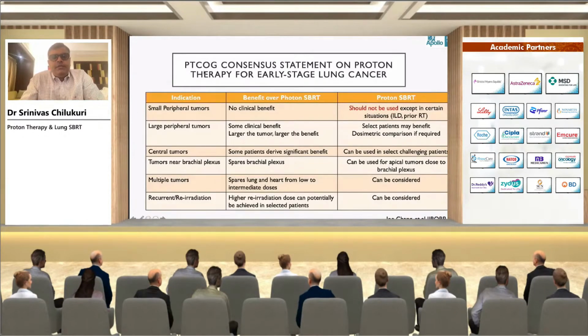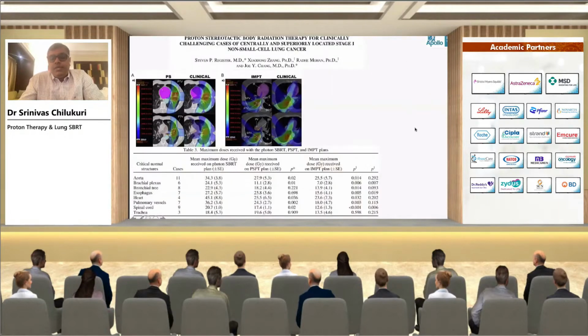This is a Particle Therapy Cooperative Oncology Group consensus statement on proton therapy for early stage lung cancers. And the committee clearly recommends that for small peripheral tumors, there is absolutely no benefit using proton SBRT over photon SBRT and it should not be used except in certain exceptional situations, such as in interstitial lung disease or in patients with prior RT. Large peripheral tumors could derive some clinical benefit. Select patients may benefit, dosimetric comparisons may help.